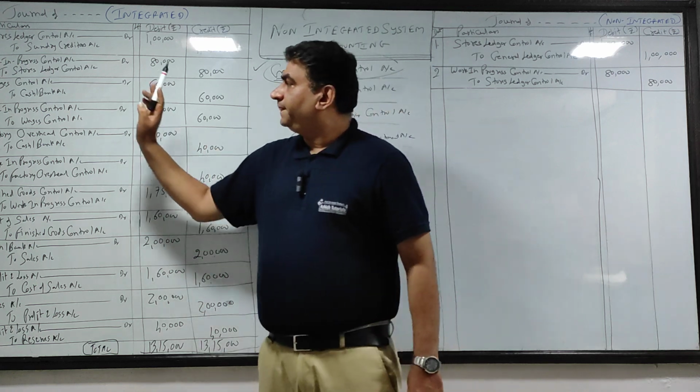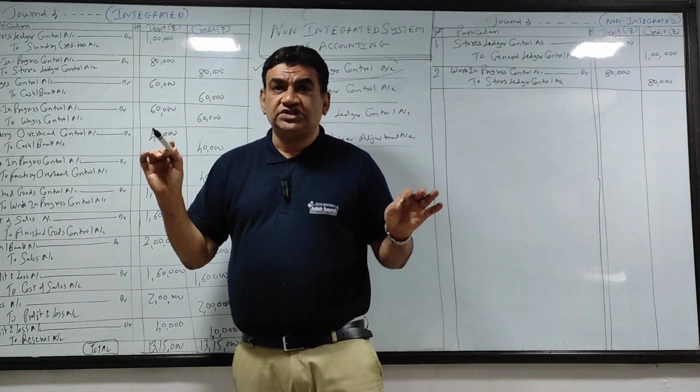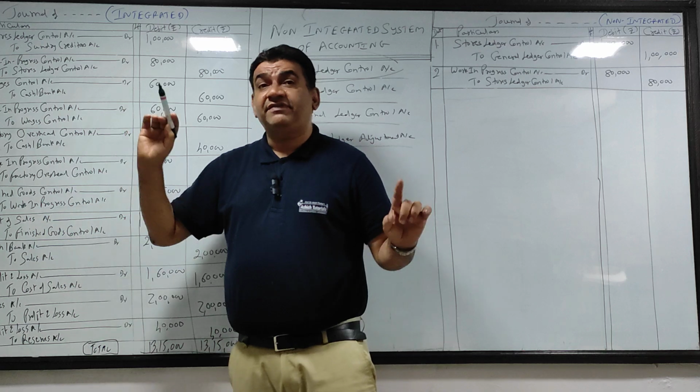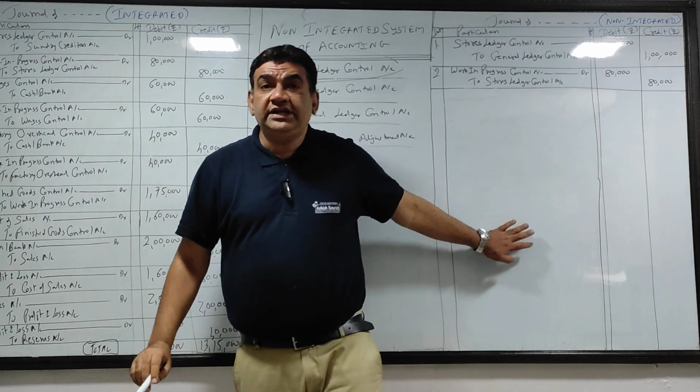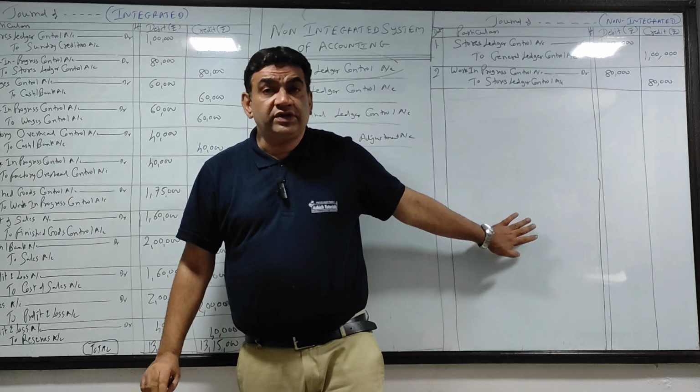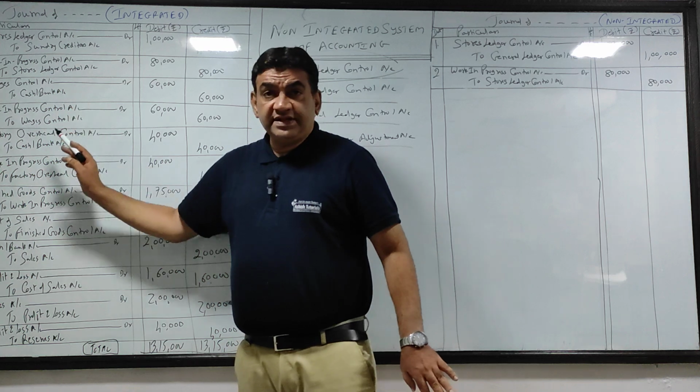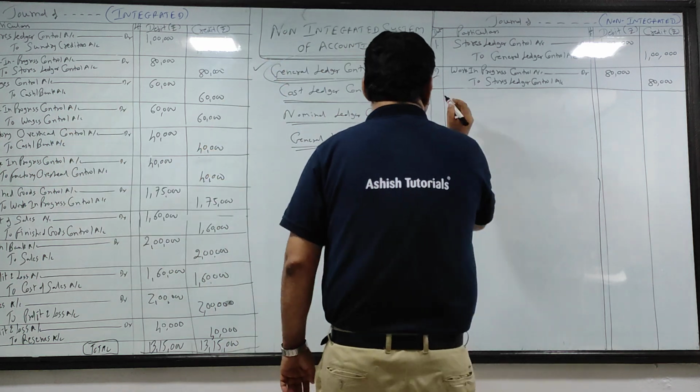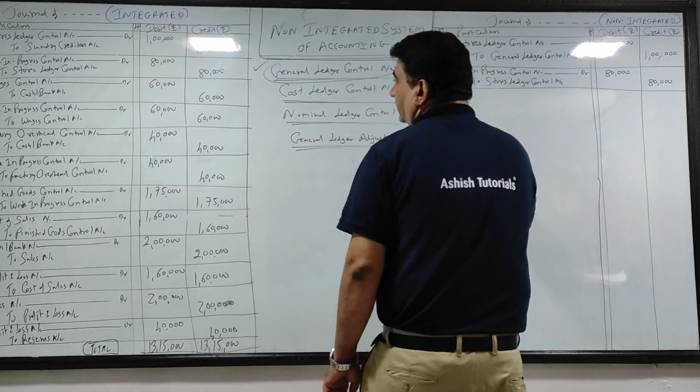What I told you: wage control is cost, cash bank is finance. This is non-integrated cost for your syllabus. We are doing the costing subject. So the debit remains the same. So come to transaction number 3.